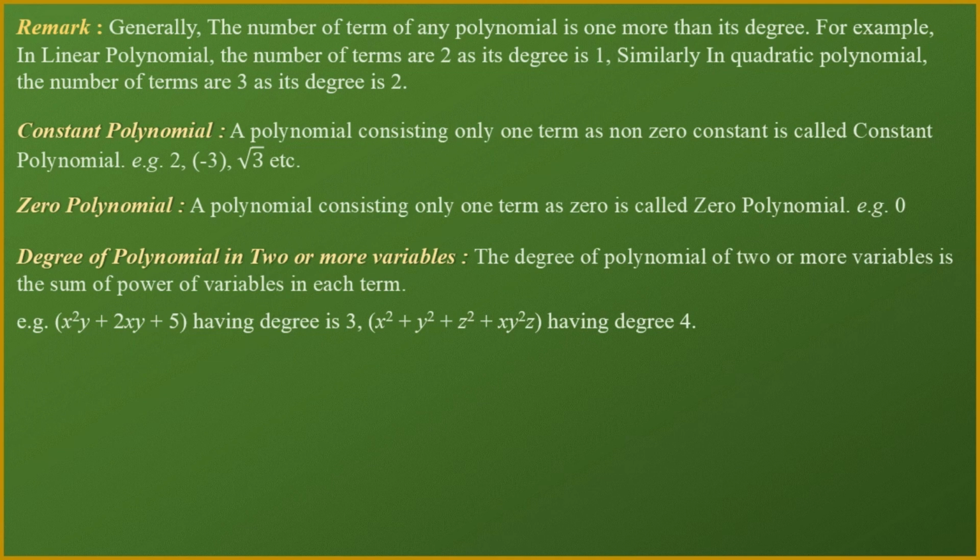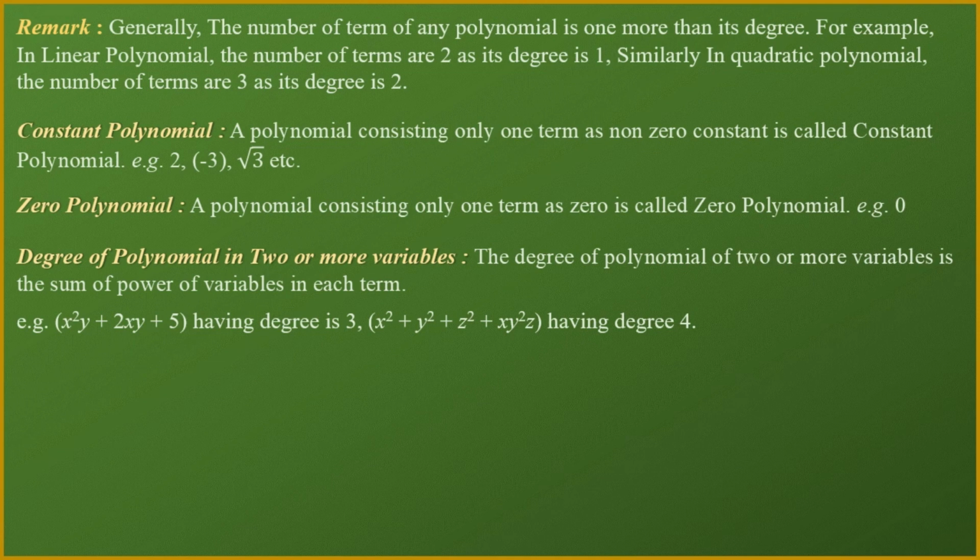So in all the three terms, where is the power maximum? Definitely in the first term, because there we have added the powers 2 and 1, so it became 3, and hence it is called the degree of this particular polynomial. So remember, if in any polynomial two variables come in multiplication, we will add their powers.